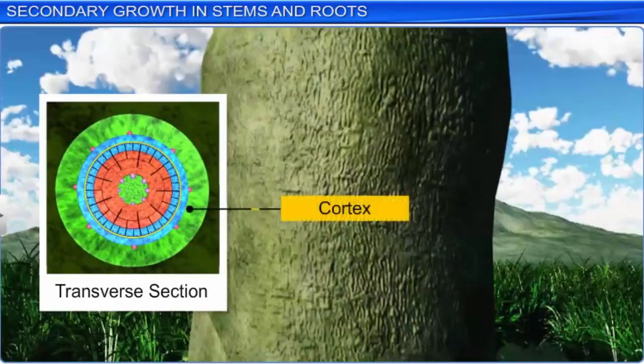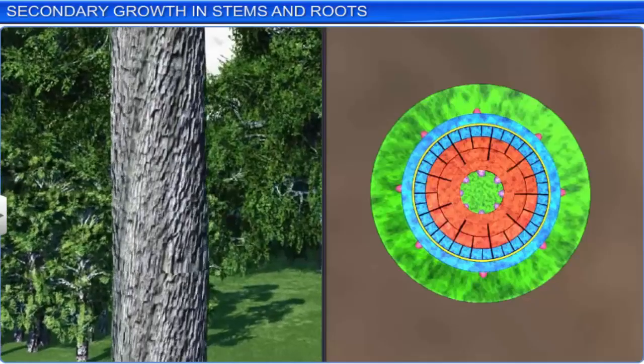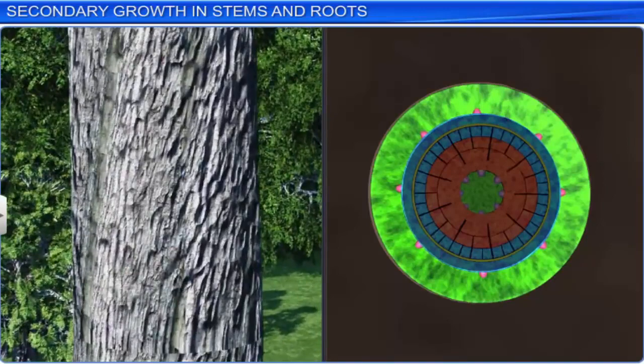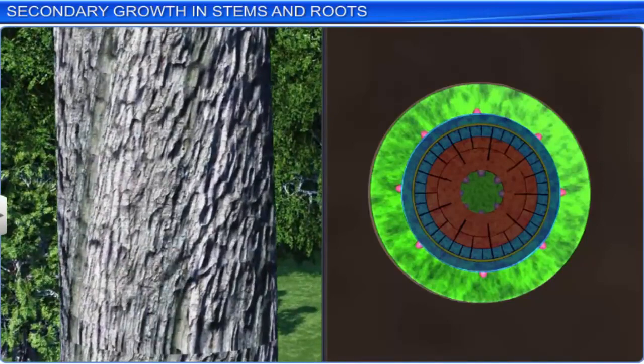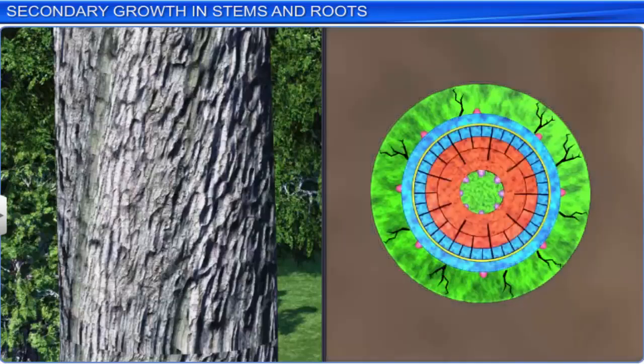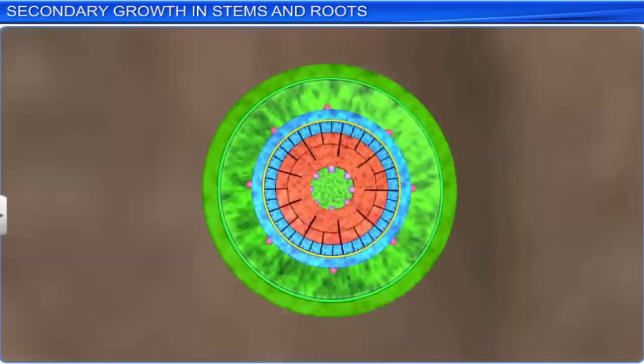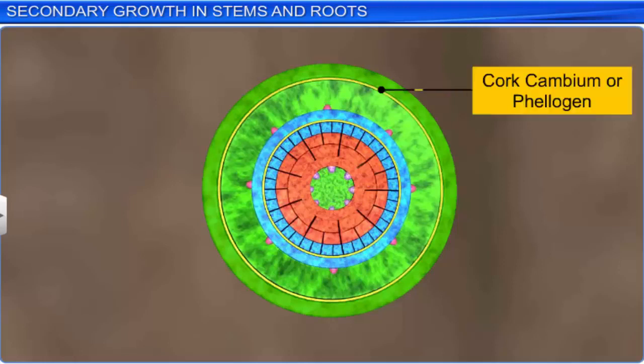The cortex is another region where secondary growth takes place. Due to the vascular cambium's activity, the stem increases in girth. This results in rupturing of the cortical and epidermal layers. These layers need to be replaced with new protective cell layers. In due course, another meristematic tissue called cork cambium or phellogen develops, usually in the cortex region. In the phellogen, differentiation of cells begins on both sides.